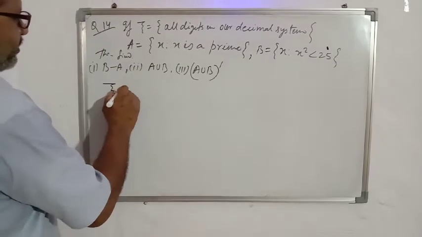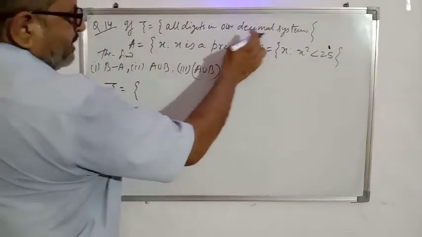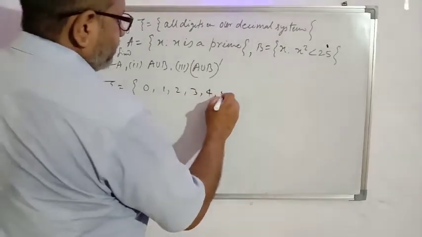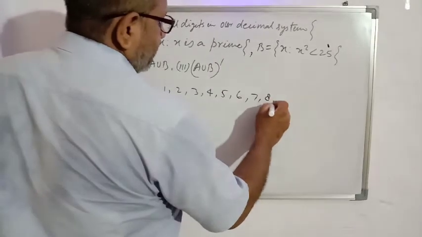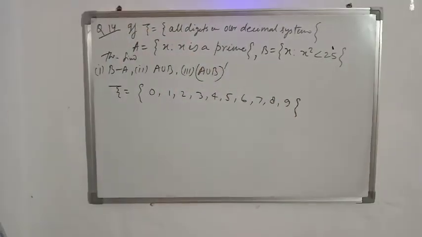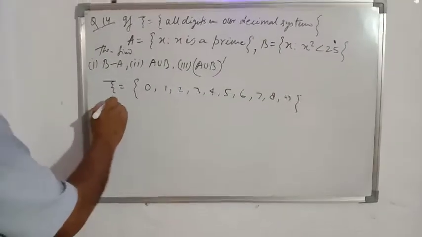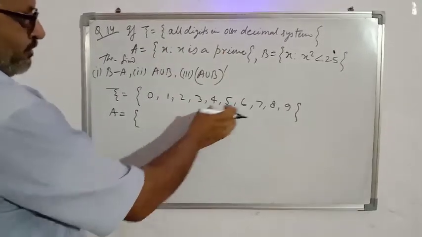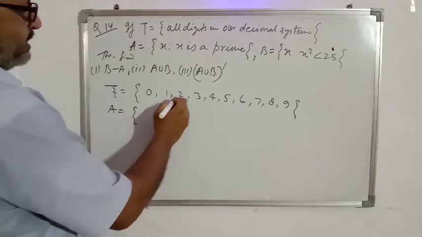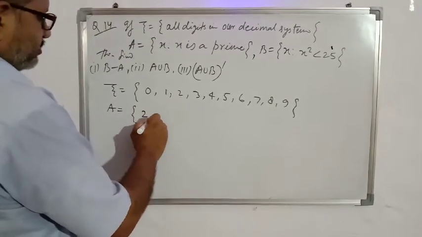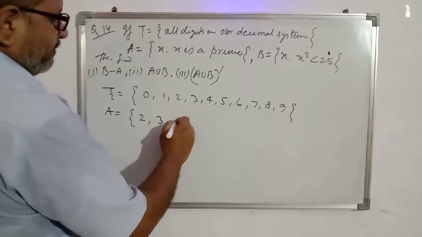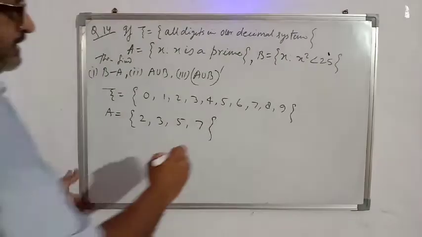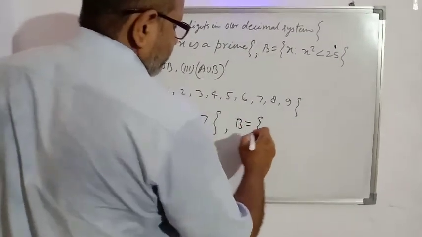So, what is the universal set? All digits in our decimal system. So, digits are 0, 1, 2, 3, 4, 5, 6, 7, 8, 9. These are the digits in our decimal system. And set A is x such that x is a prime number. So we have to write all the prime numbers from the universal set. Prime numbers start from 2. So 2, 3, then 5, 7. These are prime numbers.